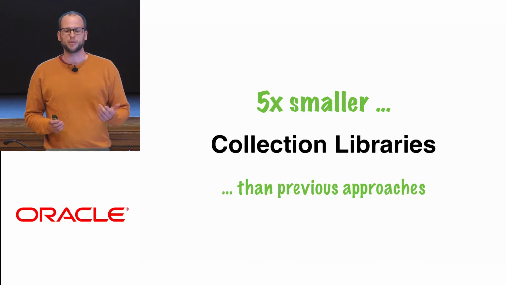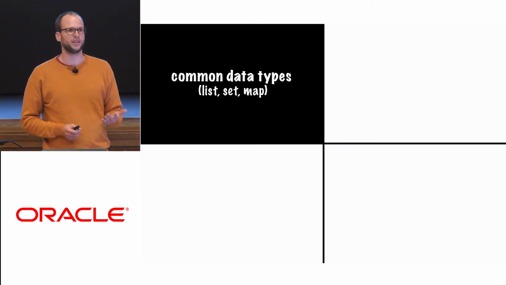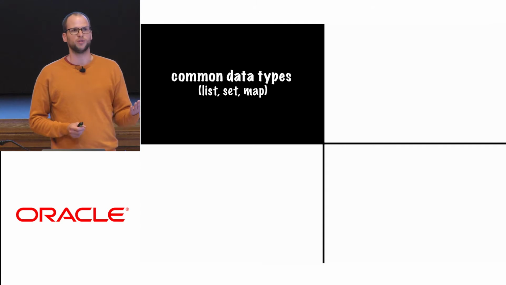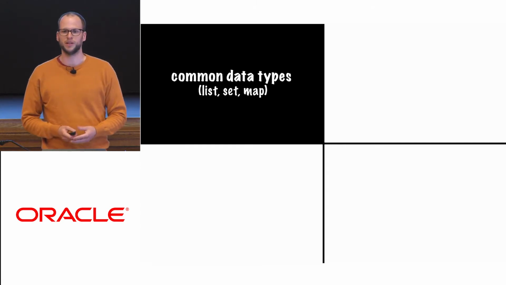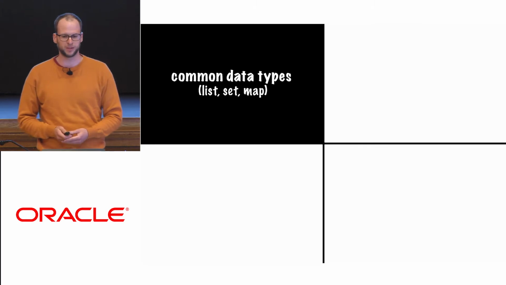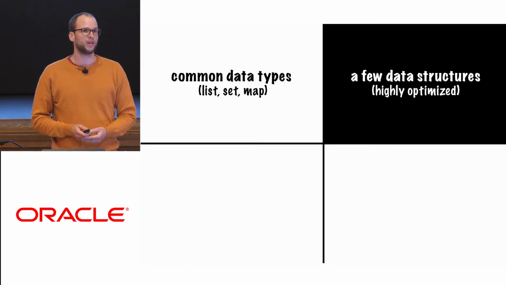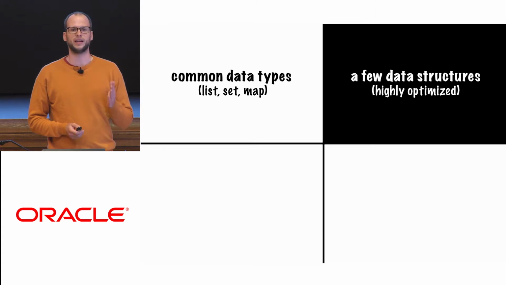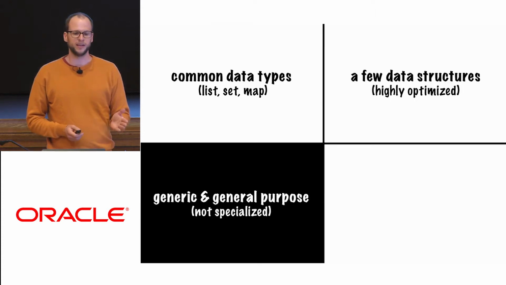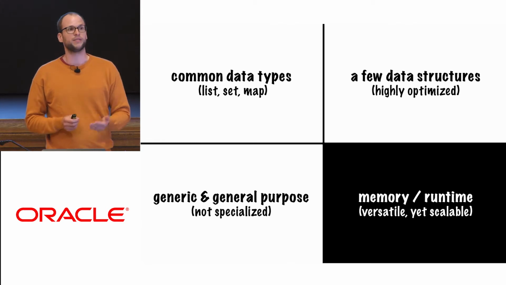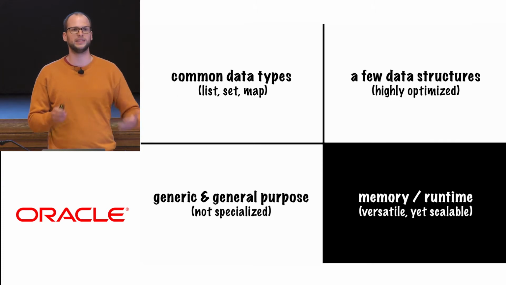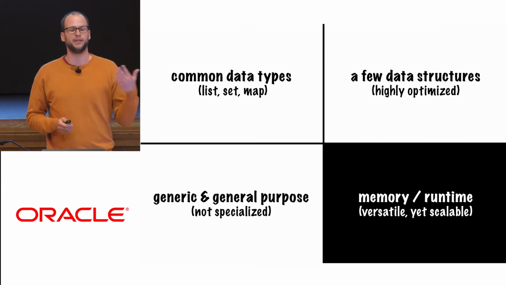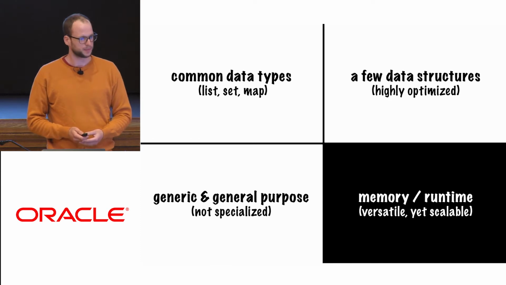Let me reiterate some of the properties that we expect from collection libraries. First of all, collections contain commonly used data type abstractions, like lists, sets, or maps. For all these abstractions, you usually have a handful of highly optimized implementations that are typically generic and general purpose, and not tailored towards any particular workload. To fulfill that, they have to carefully balance memory and runtime characteristics, to be versatile and yet scalable, so that you can throw a variety of different workloads at them.